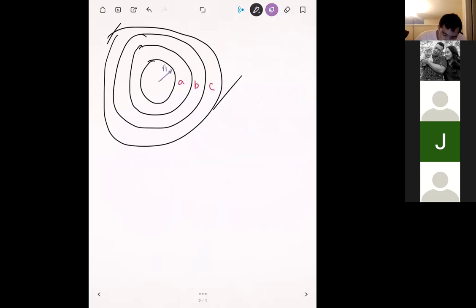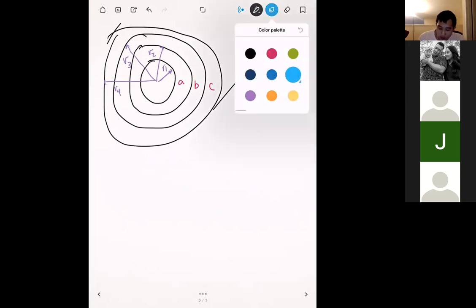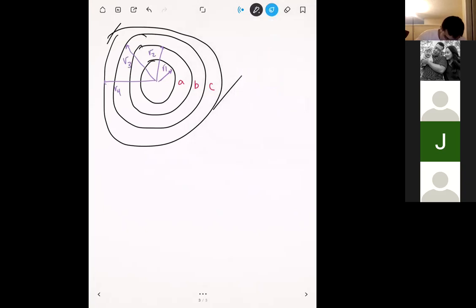So R1 will be the radius of the very inner cylinder. We'll call this guy R2. We'll call this guy R3. We'll call this guy R4. So we have four different radii here. On the inside of the cylinder, let's say that we have heat transfer due to convection. And so let's say that we have an inner temperature of T infinity I, and a convection coefficient of HI on the interior.